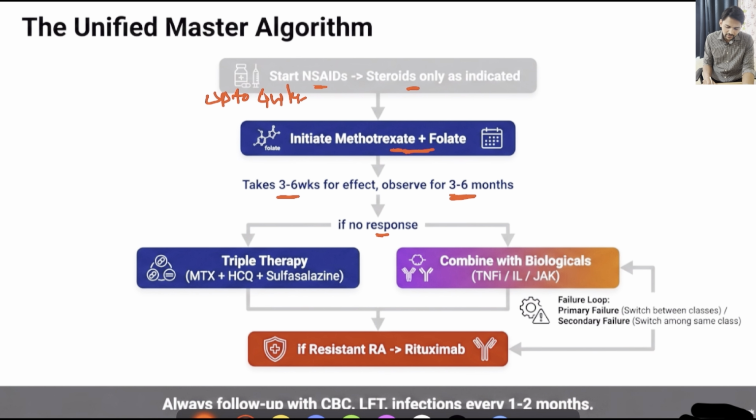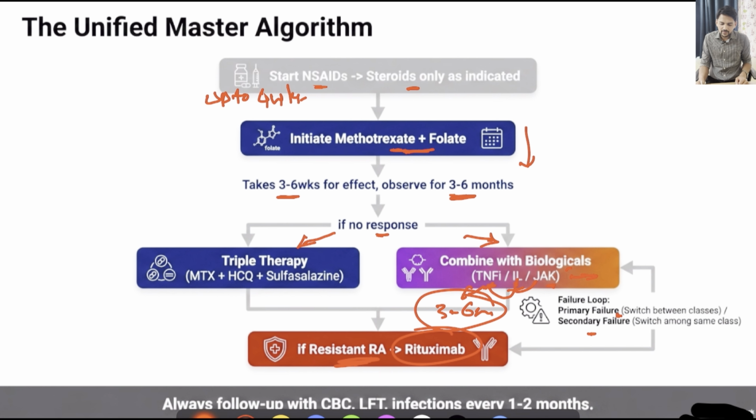If there is inadequate response, start with combination therapy. You can choose triple therapy, or directly we can add biological agents among TNF inhibitors, interleukin mediated medications, or the oral JAK inhibitors. And once you start on this combination therapy, if there is primary failure, switch between these classes. If there is secondary failure, choose some other medication from the same class. And even after this combination therapy, for about 3 to 6 months, if the individual persists to have rheumatoid arthritis features, we label them as resistant case and take the help of rituximab.